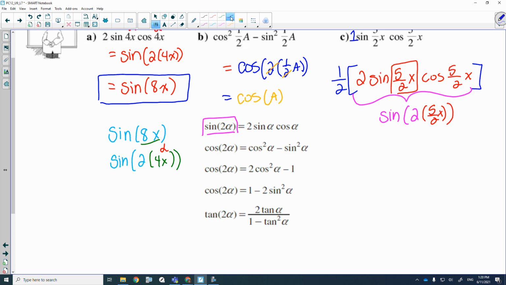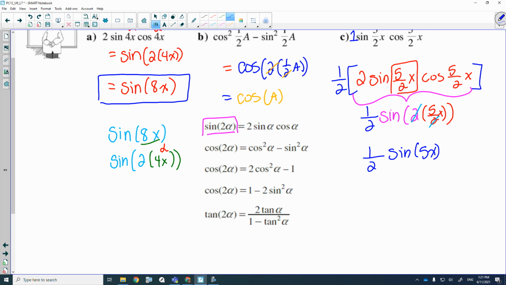Now, what you need to do though, this was the identity for my double angle. I cannot drop this 1/2. I need to bring that 1/2 down. The most common mistake that students will do is they will drop that 1/2, right? And they'll just have sine 2 and the angle being 5x/2. Do not drop that 1/2. That was what we needed to balance the expression. I could clean up something in my argument, and what I could clean up is 2/2, and that would give me an answer of 1/2 sine of 5x.